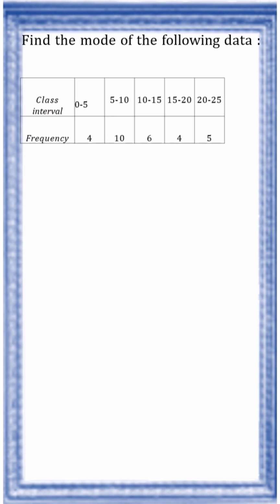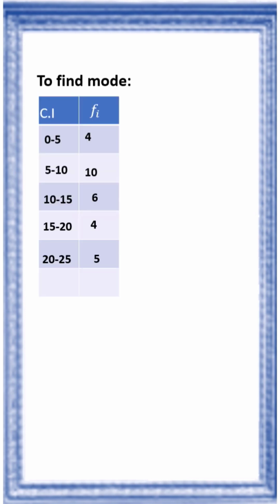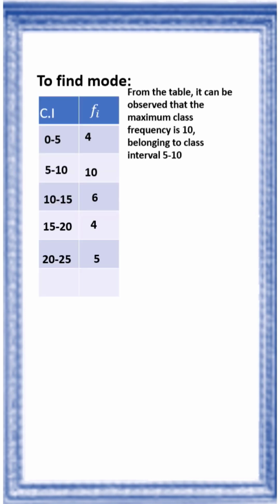Now let us find the mode of the following data. That is the internal choice question. Data is given. Now let us write the data like this. Here from the table we can observe that the maximum frequency is 10, belonging to the class interval 5 to 10. So the modal class is 5 to 10.